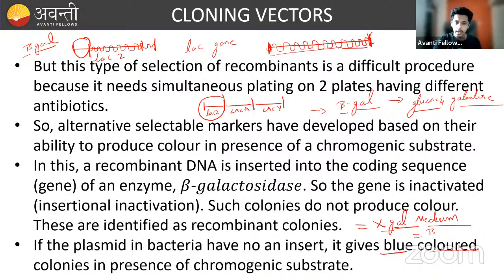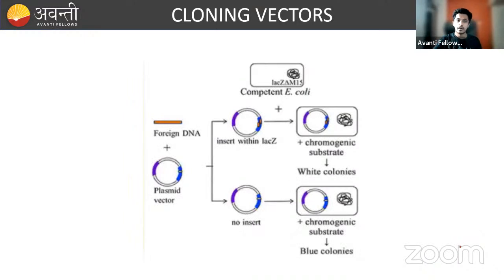Did you understand? Now what happens, people? I have put my foreign DNA at the lacZ position. Now, if my gene of interest has occupied the lacZ position completely here, will it produce beta gal? No production of beta gal. When it does not produce beta gal, what kind of colonies does it produce? White colonies it will produce.